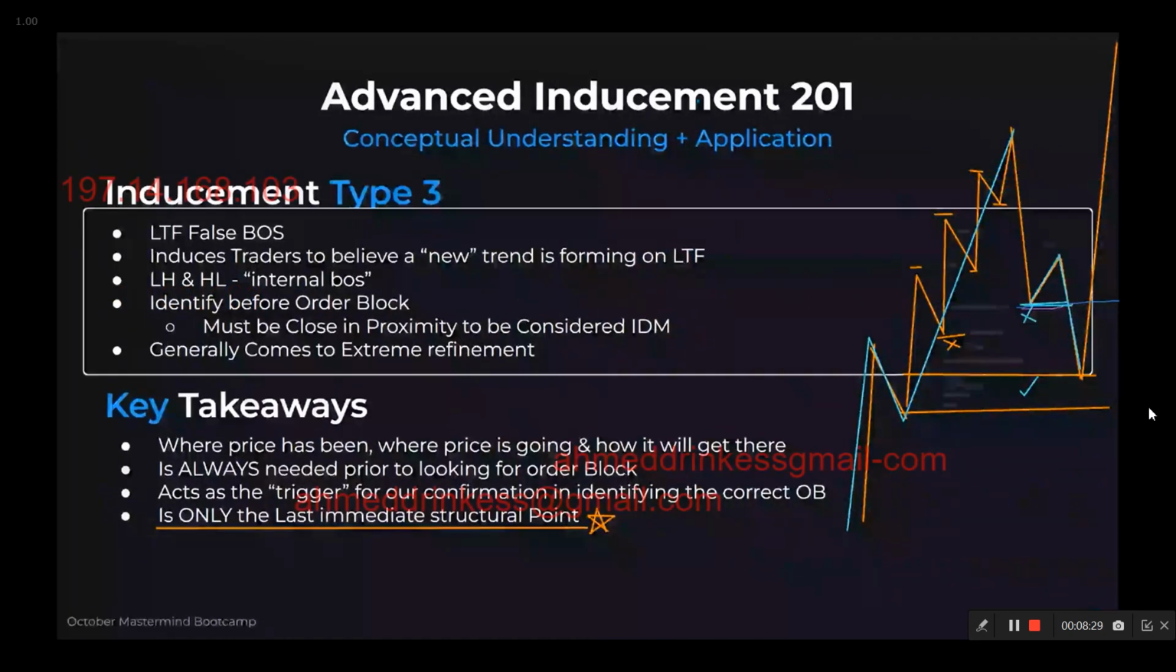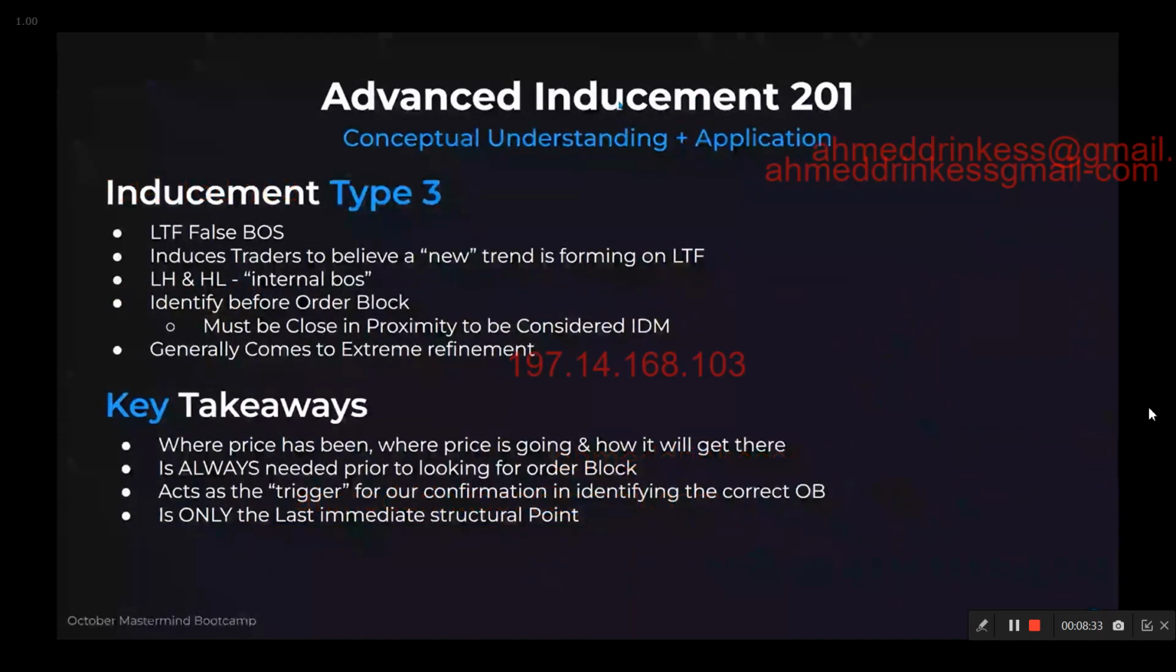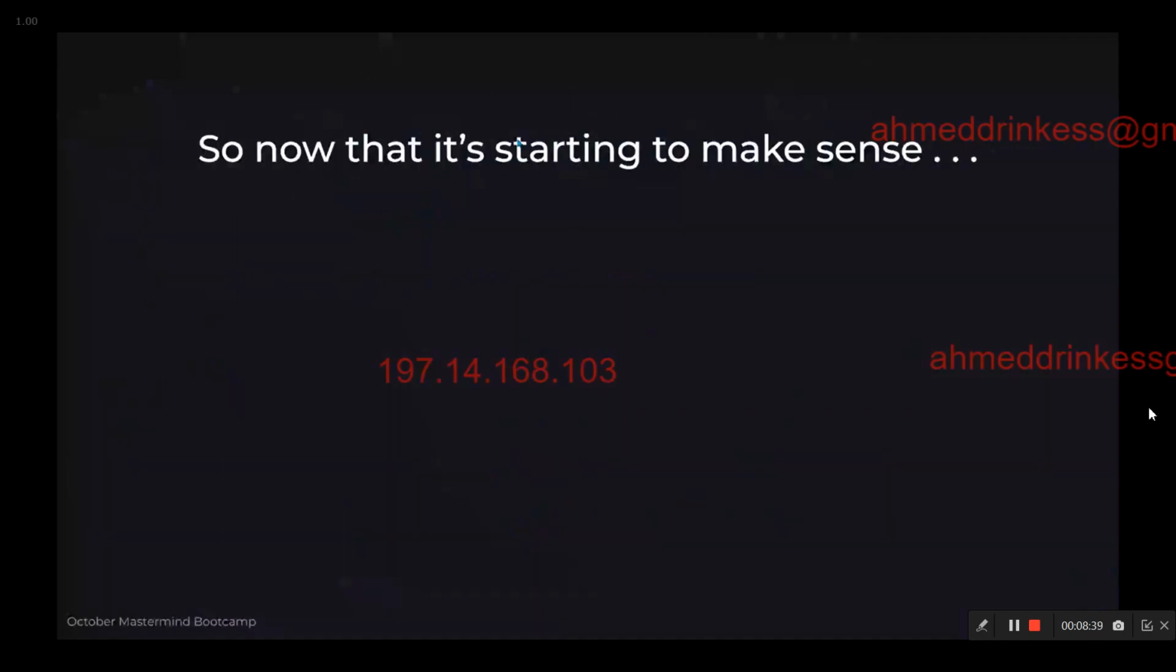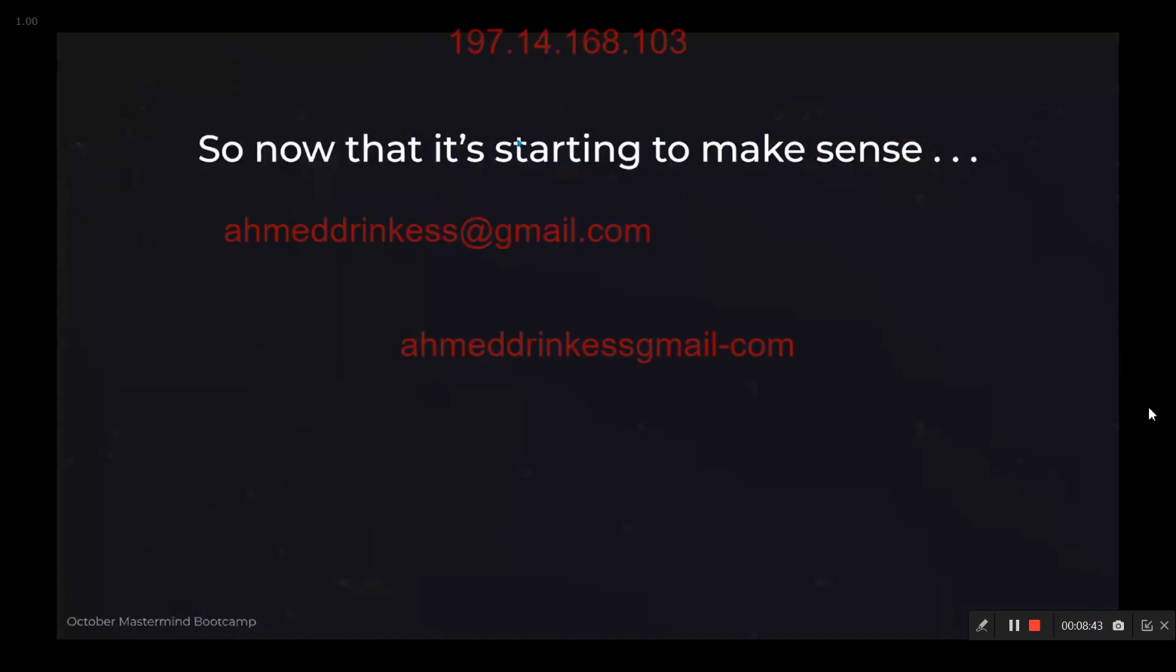All right, so glad we were able to go through all of this. We do have a break coming up for everyone who's asking. Now that it's starting to make sense a little bit, right? We know the different inducement types, or at least conceptually can understand what's going on.